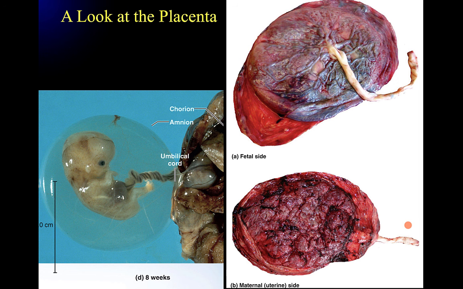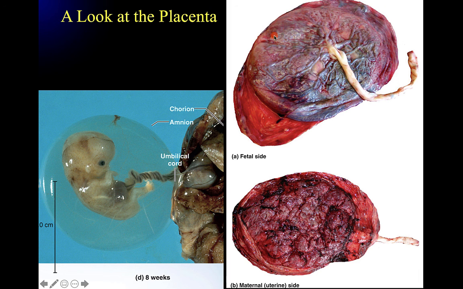And here we can just get a look at the placenta. So here we have a developing placenta. We've got some chorion on the outside. This is just a nice view of the amniotic sac surrounding this developing organism, at the boundary between the embryonic and fetal stage.